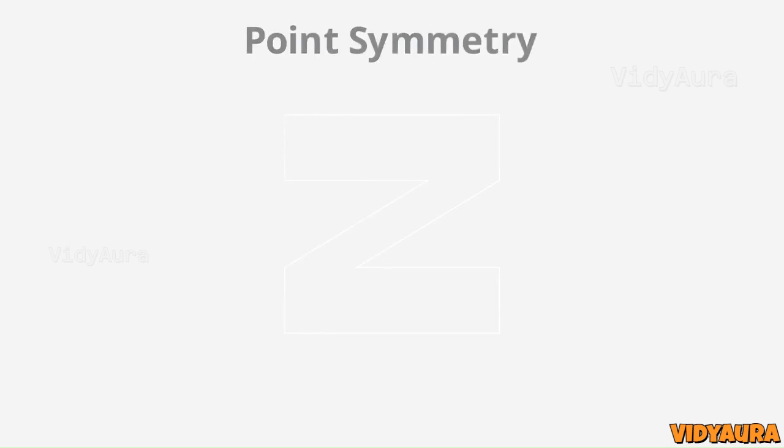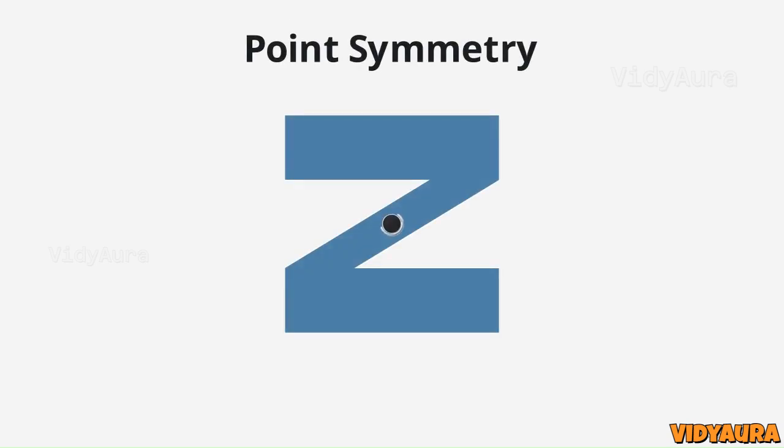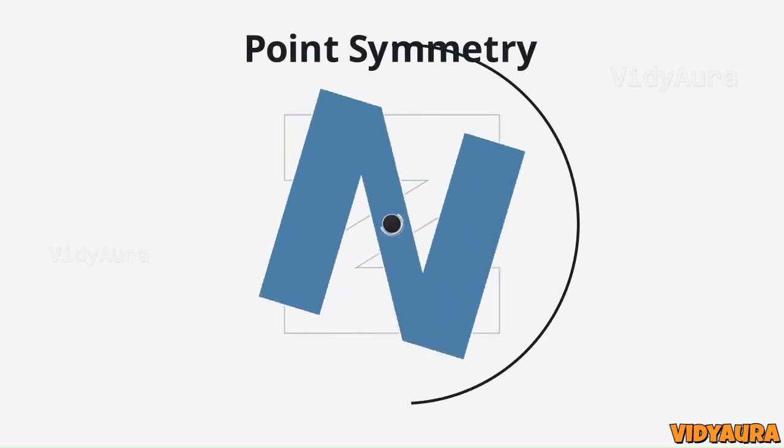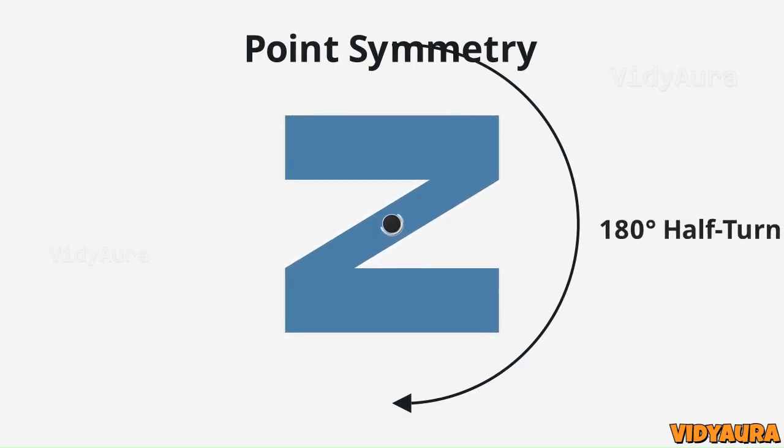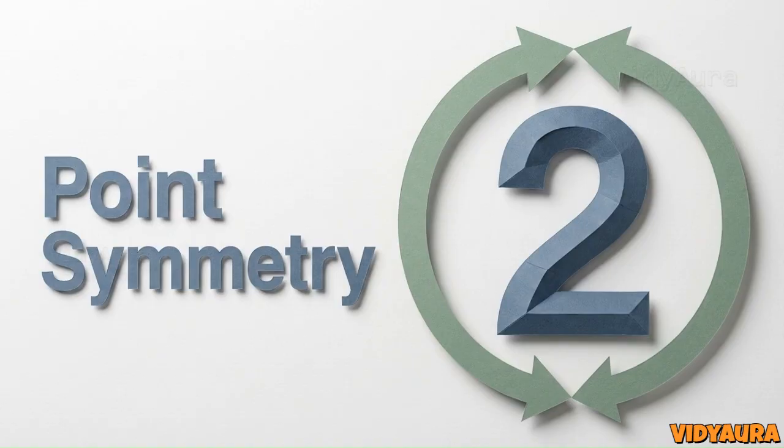A more specific case is point symmetry. This occurs when a shape looks exactly the same after a rotation of 180 degrees around its center. Because it takes 2 of these half-turns to complete a full circle, point symmetry is simply another name for rotational symmetry of order 2. Consider this slanted parallelogram.